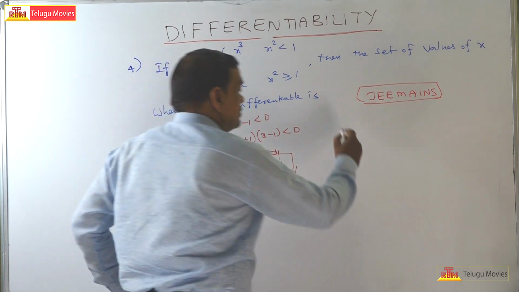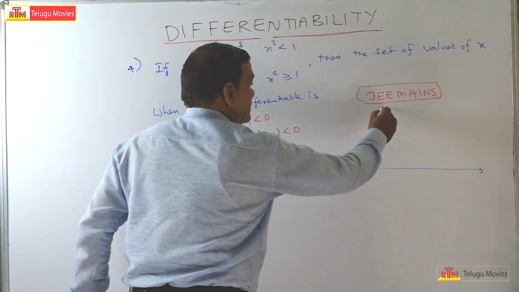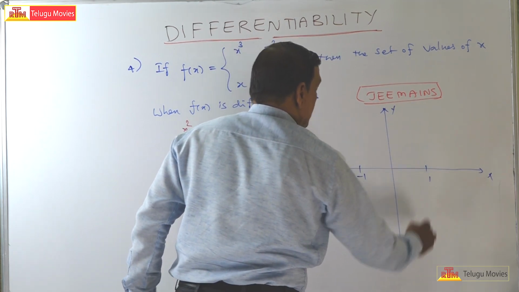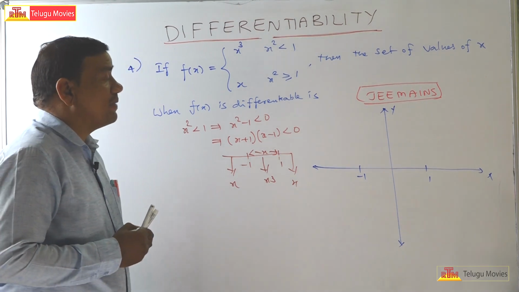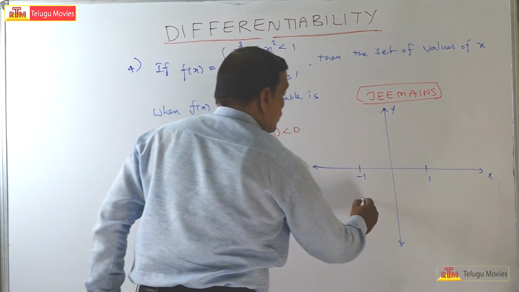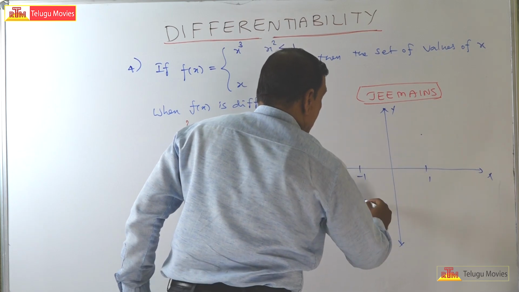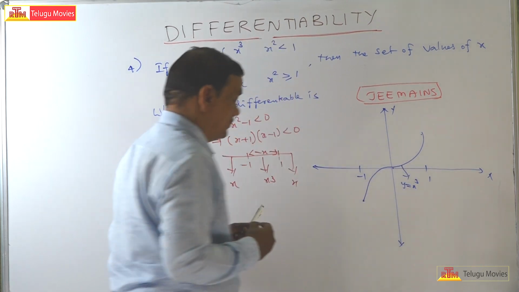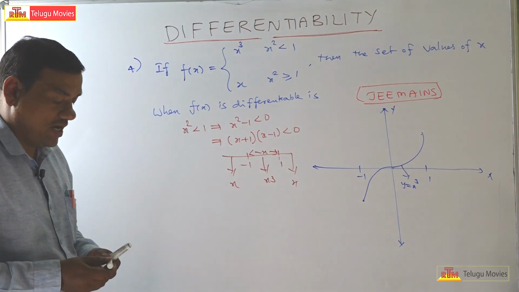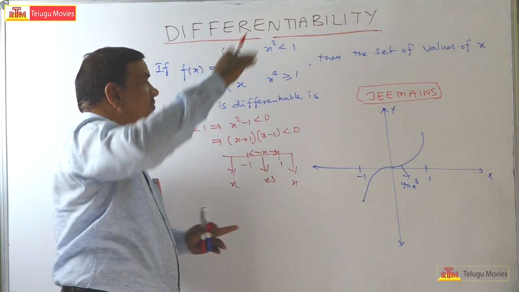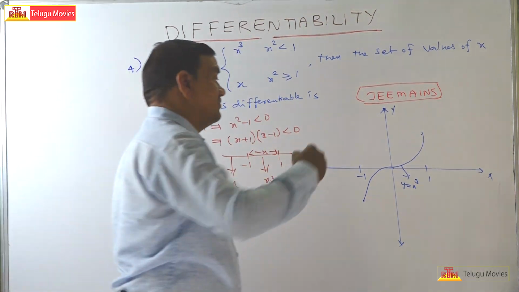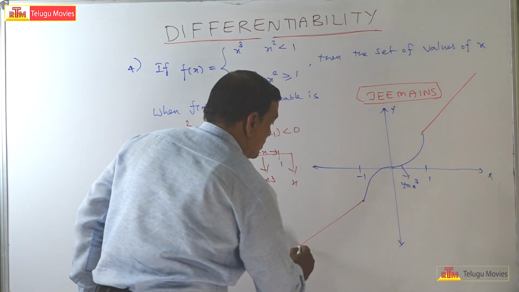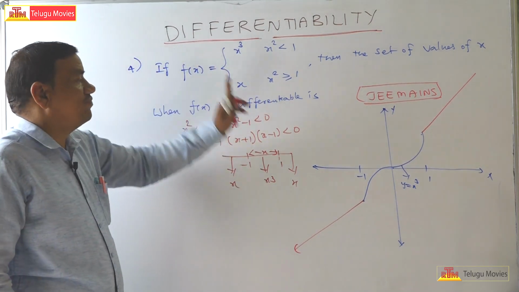Now let us try to draw the graph. So this is the x-axis and this is the y-axis. This is minus 1, this is plus 1. From minus 1 to plus 1, the graph is the cubic equation, y is equal to x cube. Except there, the graph is y equal to x, a straight line, not passing through the origin. So this is the graph of the given function.